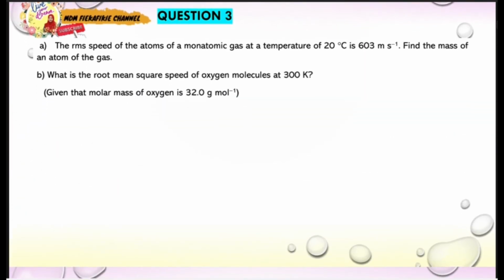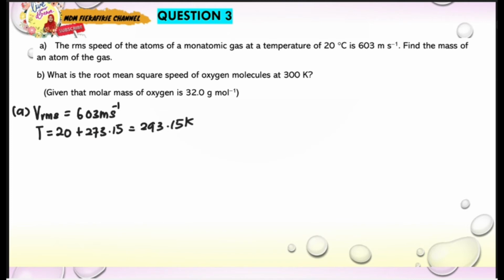Okay, so question number 3, the RMS speed of the atoms of a monoatomic gas at a temperature 20 degrees Celsius. Okay, so for A, I will take out all the informations. Okay, so saya ada VRMS is given, 603 meter per second, and then it's given the temperature in degrees Celsius. So make sure you calculate in Kelvin. And then we want to find the mass of an atom of the gas.